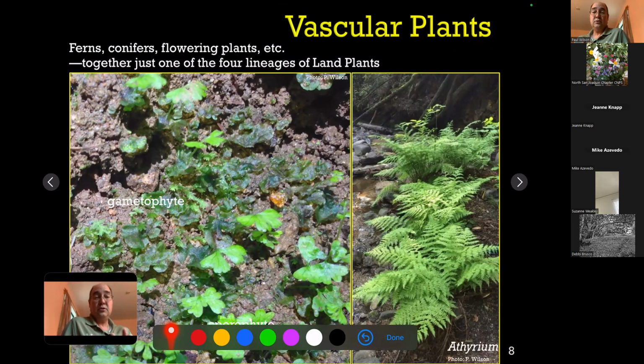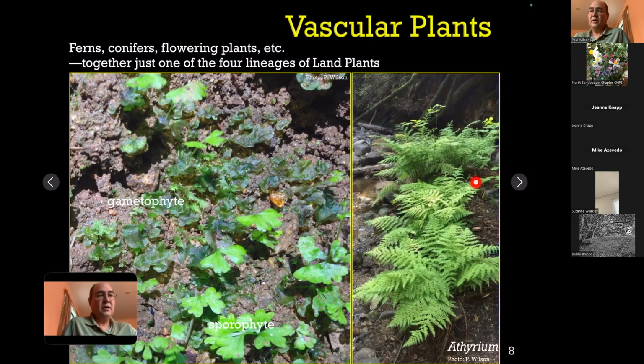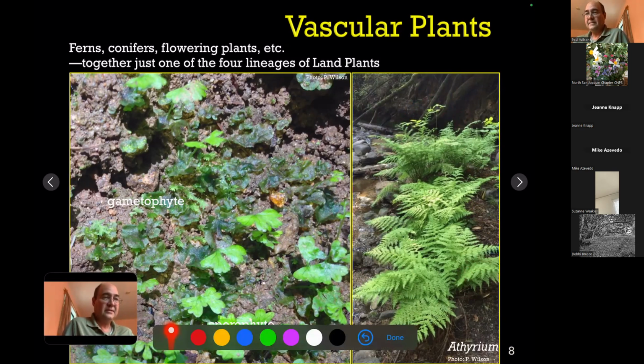They constitute just one of the four lineages. So they also have gametophytes and sporophytes. For a fern here, you can see here's a gametophyte, and then here's a young sporophyte growing off of the gametophyte. And if it's very successful, it'll eventually be able to grow up into a nice big fern like this.